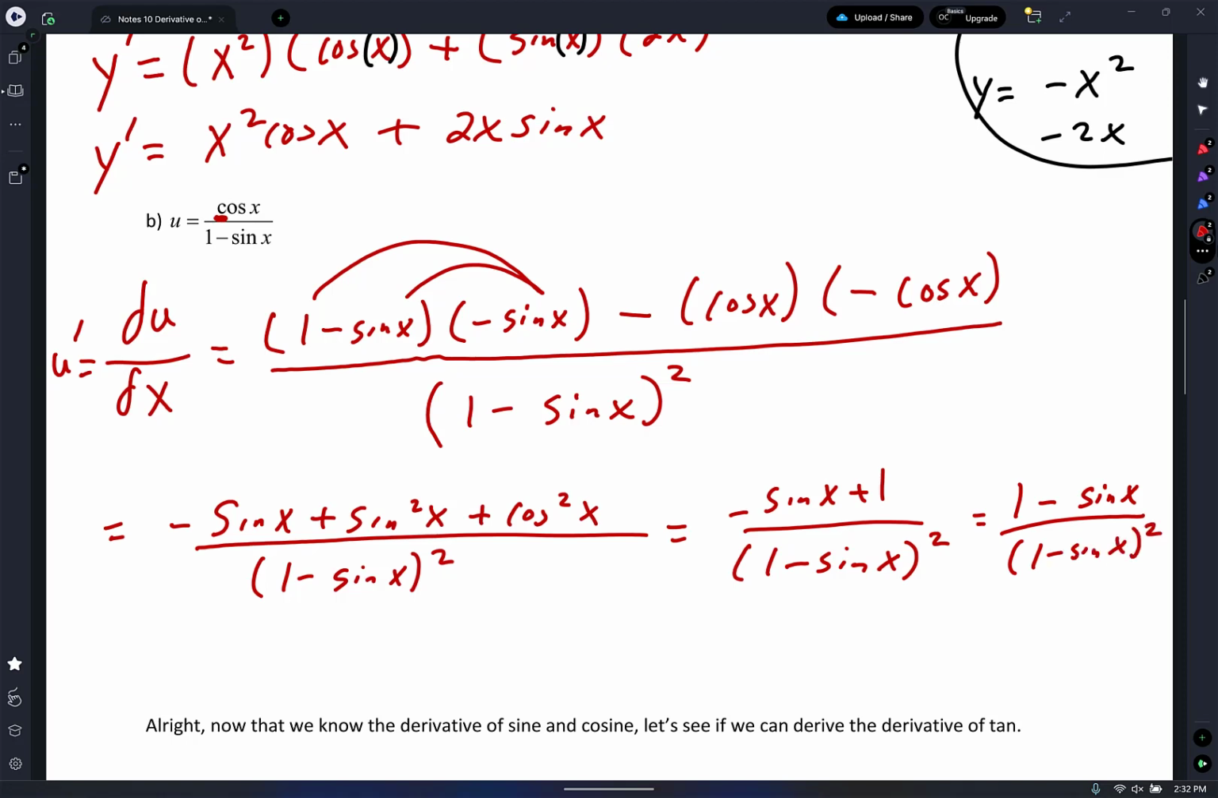And what's going to cancel out? Correct. One of these. Now, some of you have a habit of canceling and then just writing 1 minus sine x and saying that's the answer. Notice that 1 minus sine x is at the bottom. It's in the denominator, so it stays in the denominator.